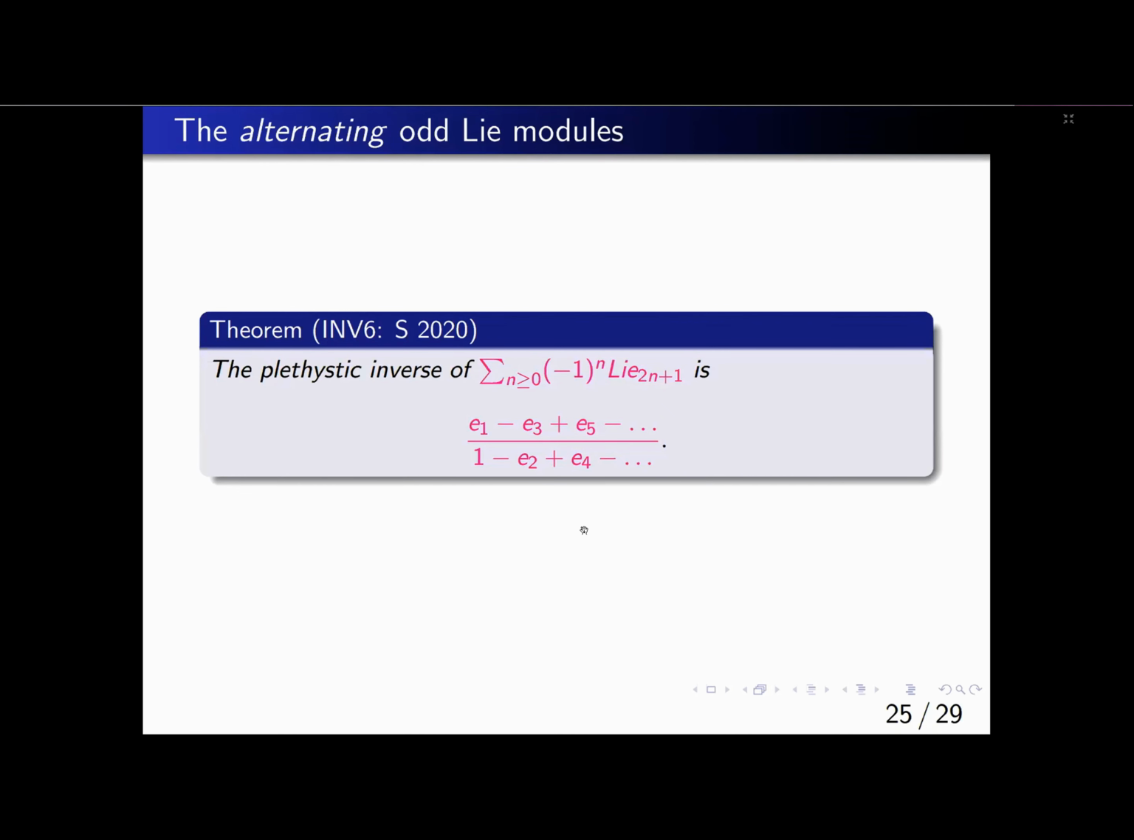And you might think that there's an easy way to get from the non-alternating version to this one, but actually there isn't. I had to do everything all over again. You know, the technical details were different.